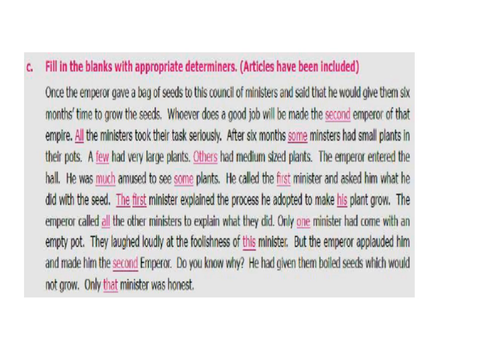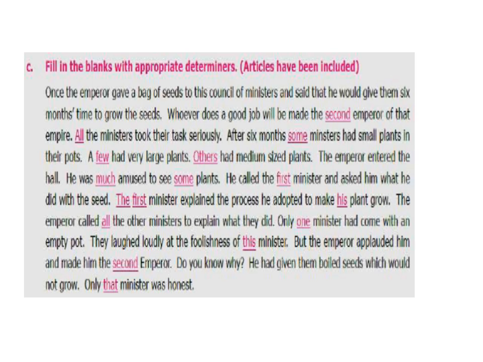All the ministers took their task seriously. After 6 months, some ministers had small plants in their pots. A few had very large plants. Others had medium-sized plants. The emperor entered the hall. He was much amused to see some plants. He called the first minister and asked him what he did with the seed. The first minister explained the process he adopted to make his plant grow. The emperor called all the other ministers to explain what they did.